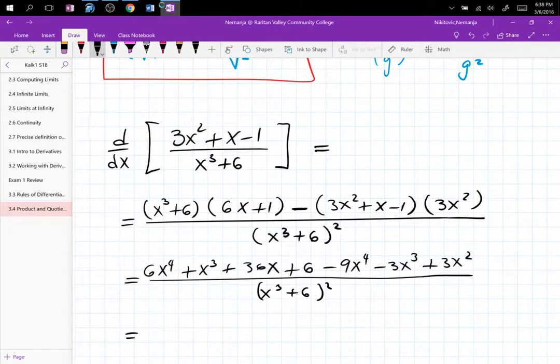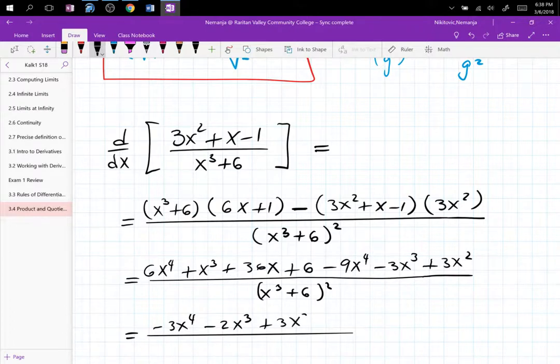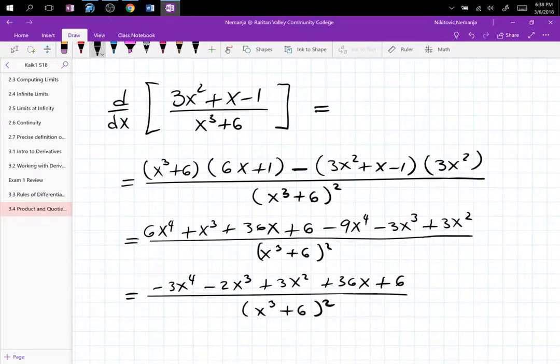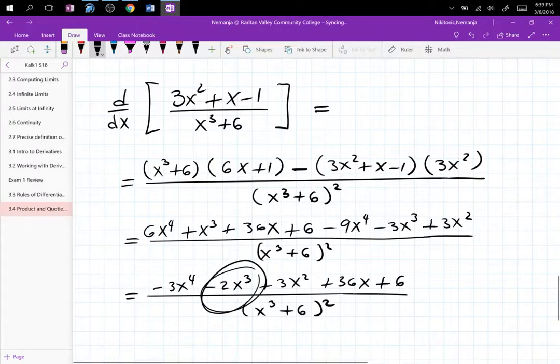You do not expand the denominator, there is no need. x to the 4th, that's going to be negative 3x to the 4th. Cubes, minus 2x cubed. Single x, no, x squared now, so plus 3x squared plus 36x plus 6 over x cubed plus 6 squared. Oh wow, this is one term, so we can't kick 3 out. That's okay. This is the answer.